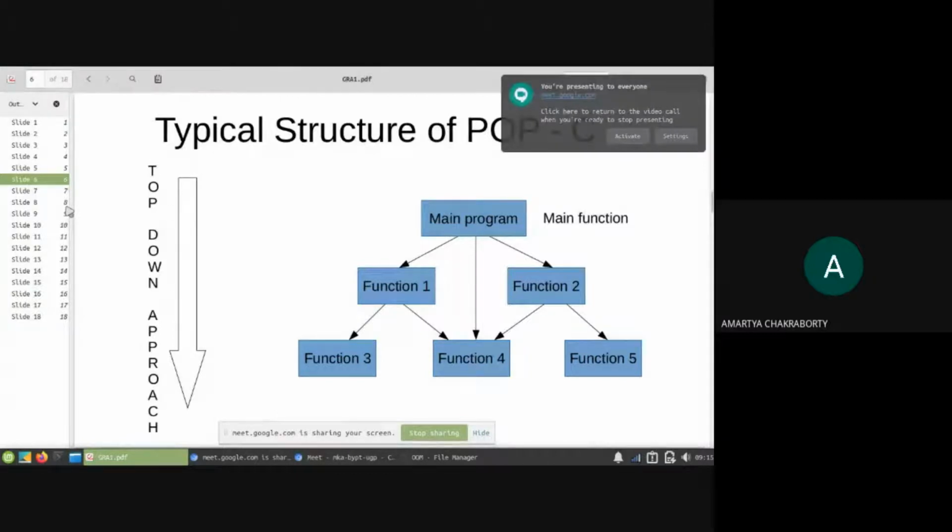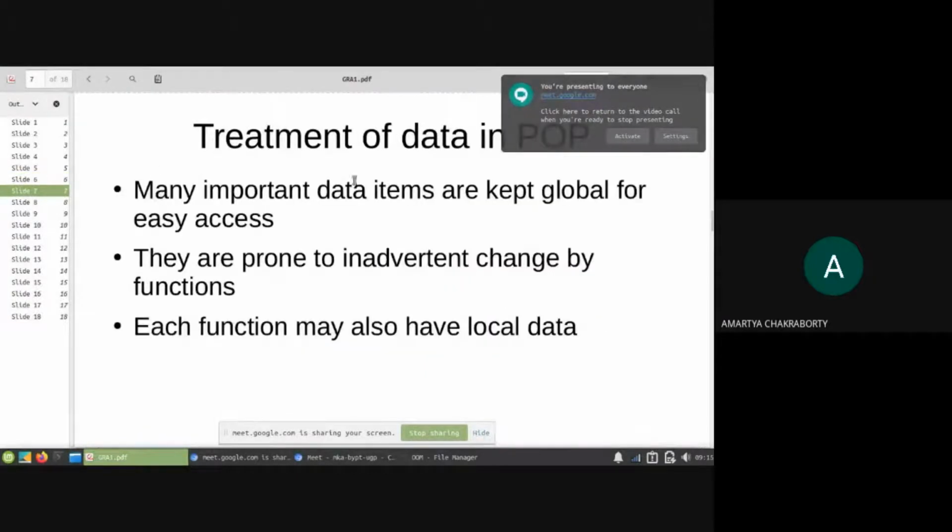Right. So there is something called treatment of data in procedure-oriented programming, right? So how is the data treated in procedure-oriented programming? That part we have not yet focused on. So see, it is written, many important data items are kept global. Now we have already learned what the local scope is and what a global scope is for a variable, right?